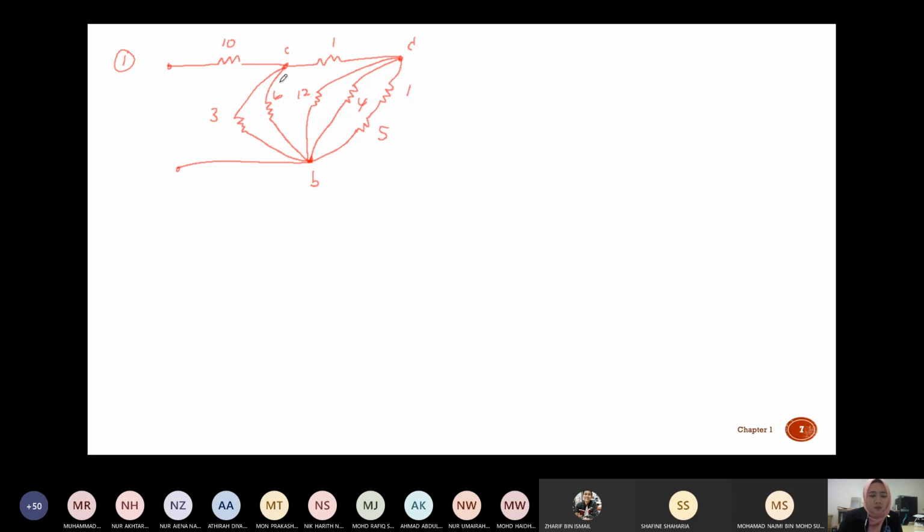Then from this circuit, you want to find the RAB. RAB is looking from this side. This is A, this is B. This is the same node B. So the first step here, from the right hand side, you can see that resistor 1 and 5 is in series. I name this REQ1. So REQ1 is equal to 5 plus 1, which is equal to 6 ohm.